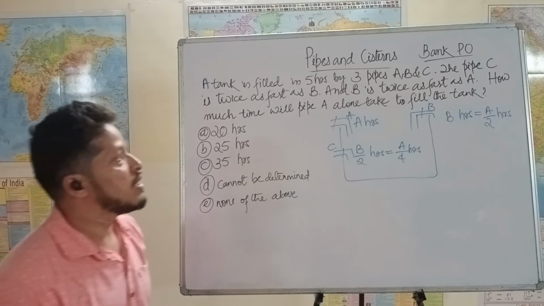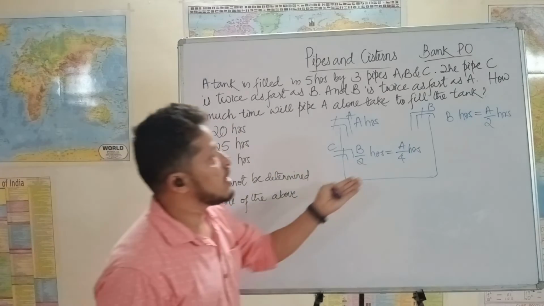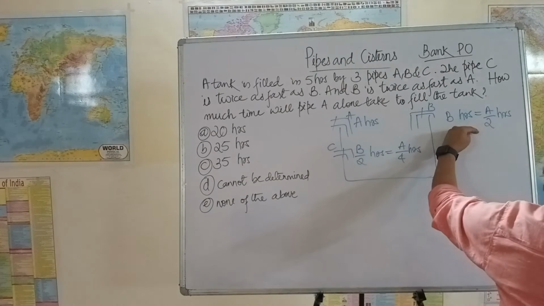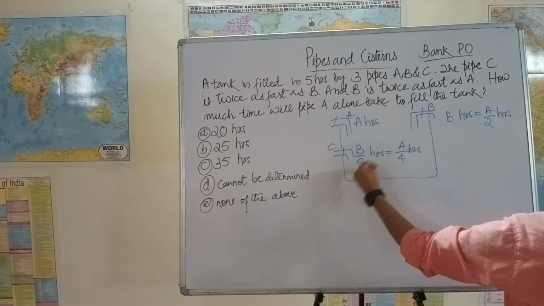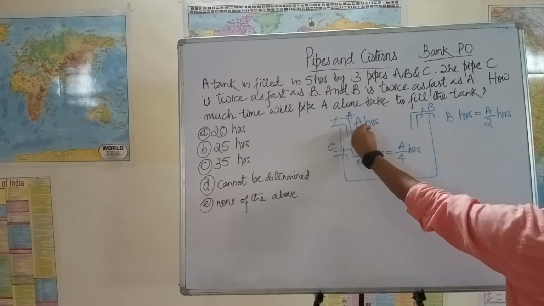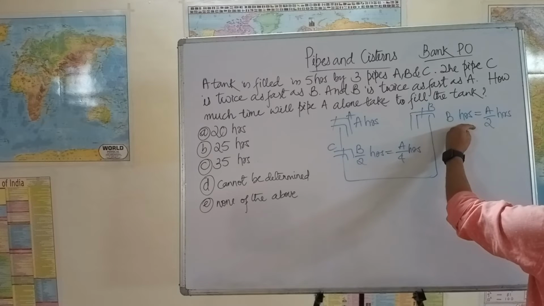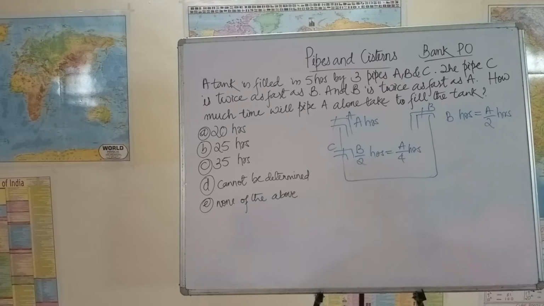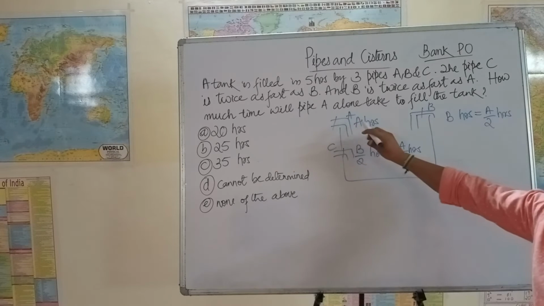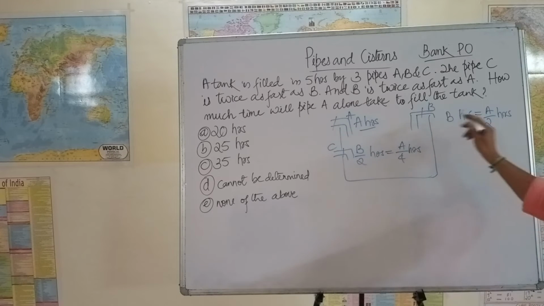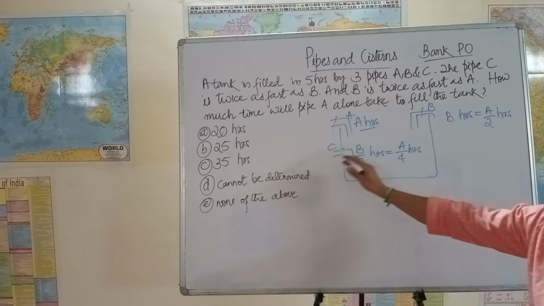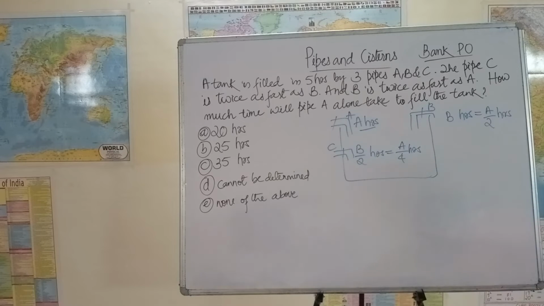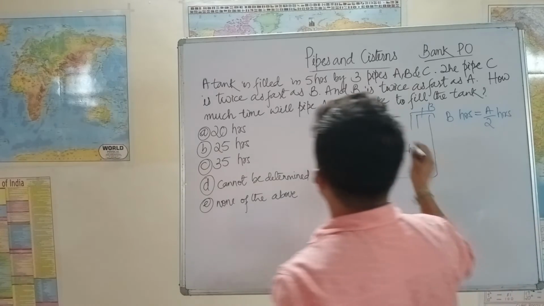Is this clear? What I have done? First we assumed B hours and we took B by 2. But later we found B is half of A's time. So we took A by 2, then we substituted here. Now we know A takes A hours and B takes A by 2 hours and C takes A by 4 hours to fill the tank alone.